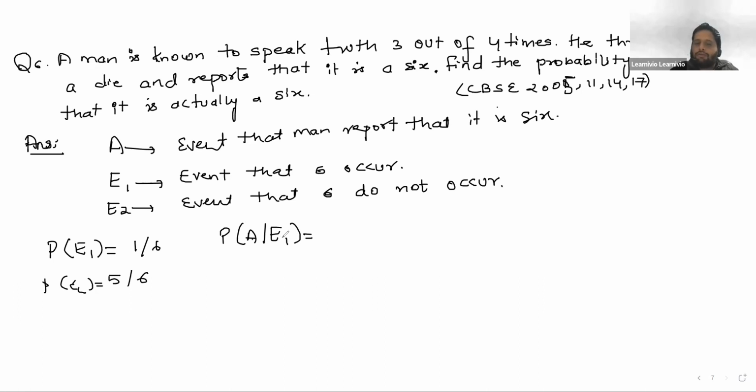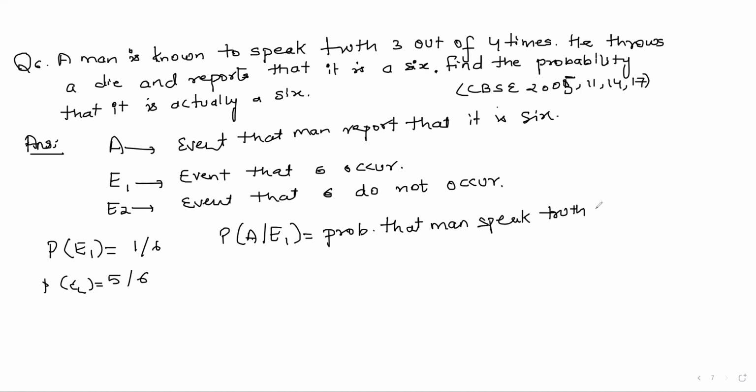A by E1 means 6 occurs. E1 is already given, so that means 6 has already occurred, and the man is reporting that it is a 6. So we can say that this is equal to the probability that the man speaks truth. Is it clear, all of you? Here it is given that E1 has already occurred, so 6 has already occurred, and the man is also saying that 6 is true. So what is the probability of this? The probability that the man is speaking truth?